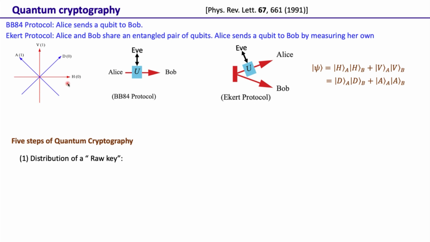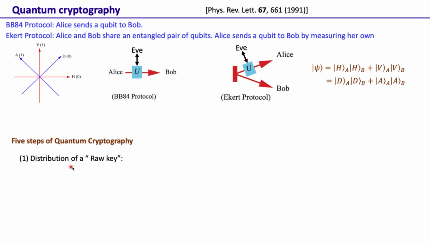So if Alice sends photons as a horizontal photon, then we call it a 0, a vertical photon is 1, a diagonal photon is 0, and an anti-diagonal photon is 1. So that they agree upon this nomenclature before the start of the protocol.